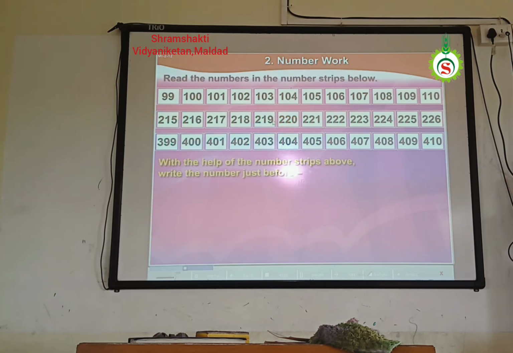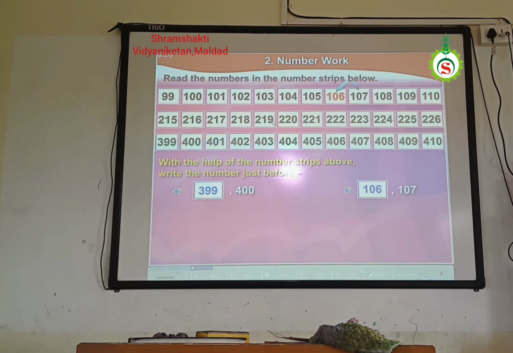With the help of the number strips above, write the number just before. Box 400. What comes before 400? If you check the number strip, it is 399. So 399 comes before 400. Next is the number before 107. According to the number strip, 106 comes before 107. So we will write 106.